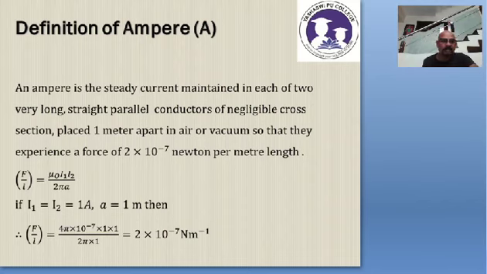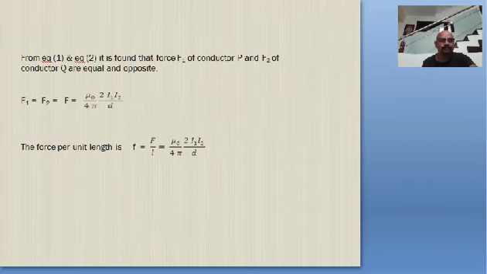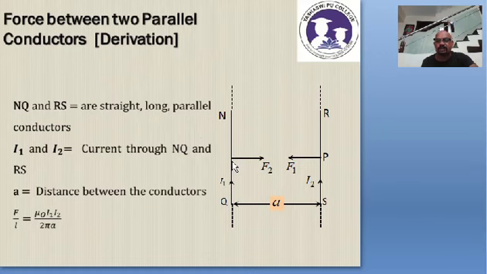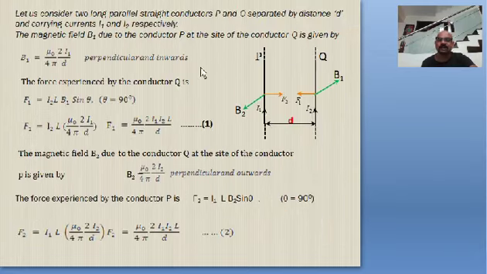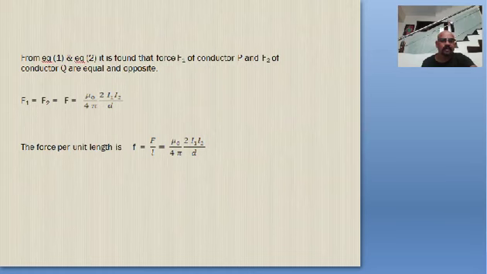Please listen properly. Again I'll take you back to this diagram. Check this if you want. Here this is the conductor. If I1 is 1 ampere, I2 is 1 ampere, and the distance between the two conductors is 1 meter, then the force per unit length will be equal to 2 into 10 to the power minus 7 Newton per meter. That's it, force per unit length. So that is the definition of the SI unit of current.